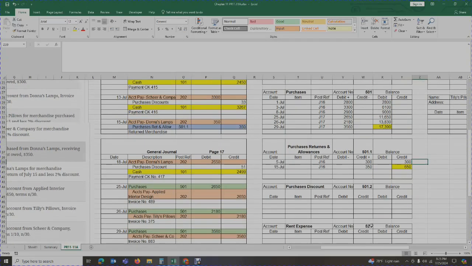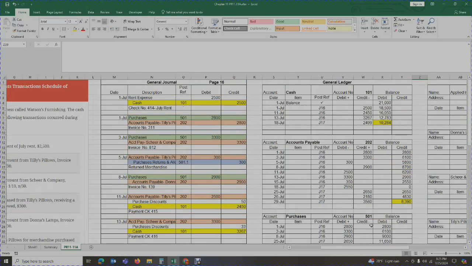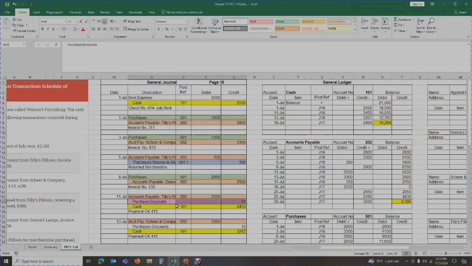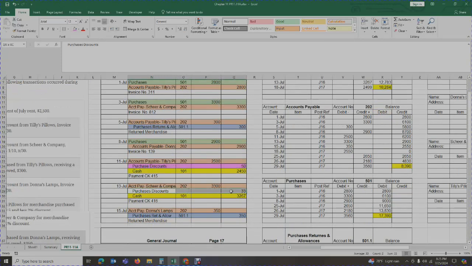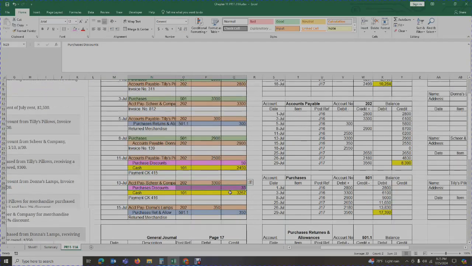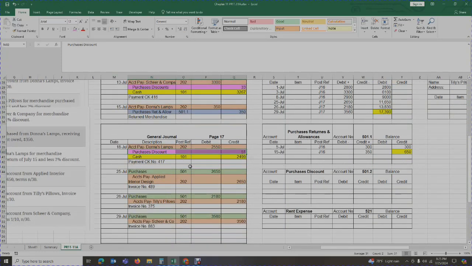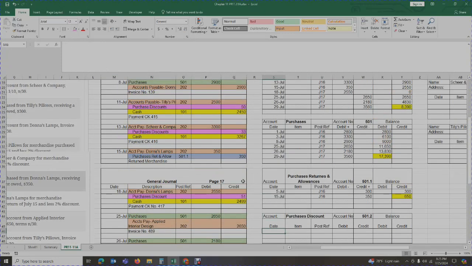Now we have purchases discounts. These are the discounts for paying within a certain time frame. Okay, so we've got purchases discounts down here. Let's do pink. Okay, purchase discounts, and we have another one over here. Purchase discounts, we have 3, and that is it. We have 3 purchase discounts. Let's go ahead and tackle them in order.